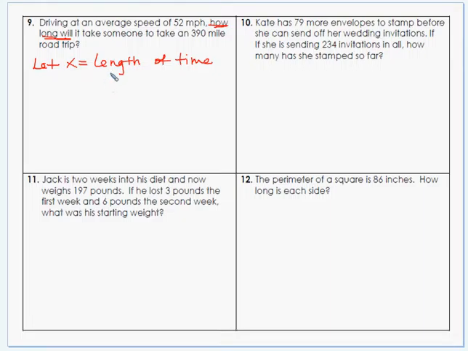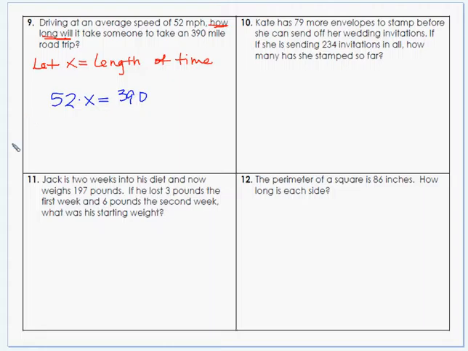So to pick up where we left off, in order for us to figure out how long it took this person to drive, we would take their speed and multiply it times the length that they're driving. This will help us to figure out how many miles they went. So if we take 52 times our x, this is going to equal the 390 miles that this person drove.